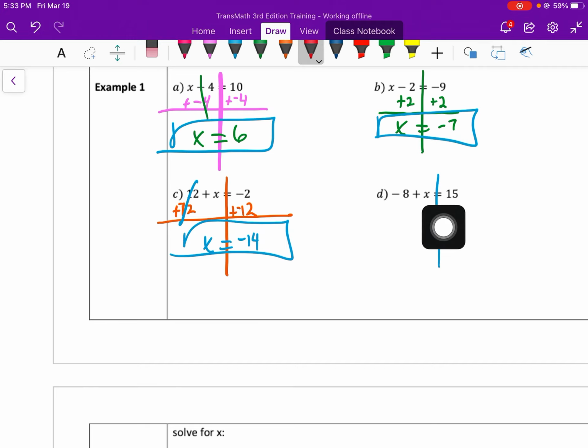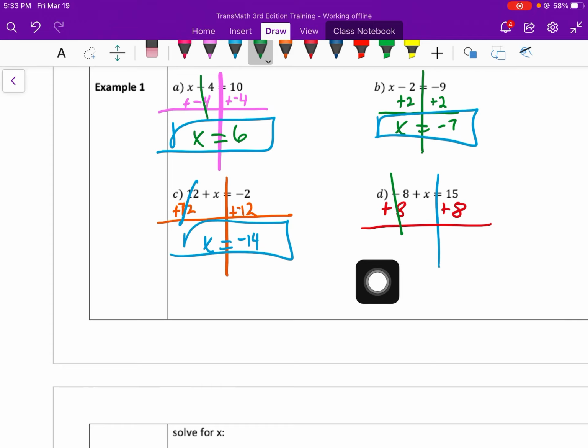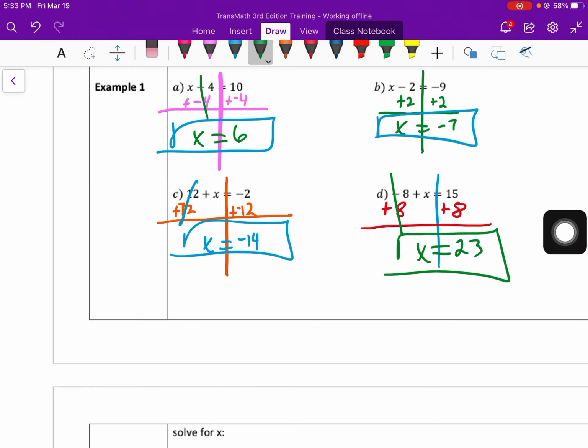-8 plus x equals 15. We have to do the opposite of -8. So we need to add 8 to both sides. So these simplify. Because these are additive inverses, when we add them together, we get a sum of 0. So technically, we would have 0 plus x, but I can just write it as x equals, well, 15 plus 8 is going to be 23. Put a box around it.